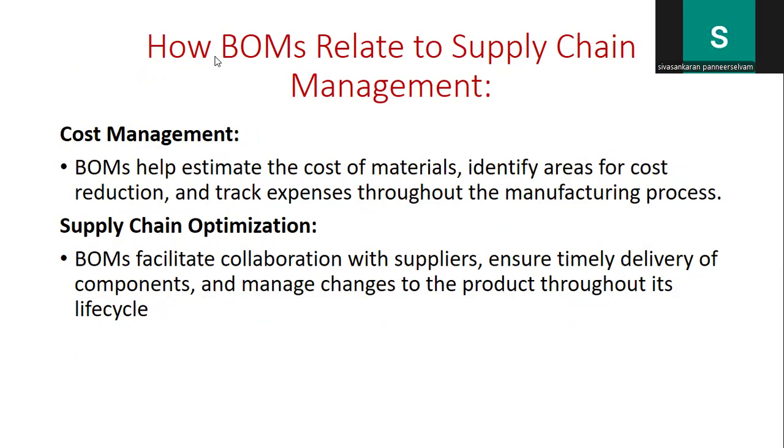So, cost management, next to inventory control. The bill of material will try to estimate a better cost of material and identify the critical areas where we can go for cost reduction in the manufacturing process. And supply chain optimization. Bill of material will help in better collaboration with material suppliers, by ensuring timely delivery of components and managing quick changes to the product throughout the process.